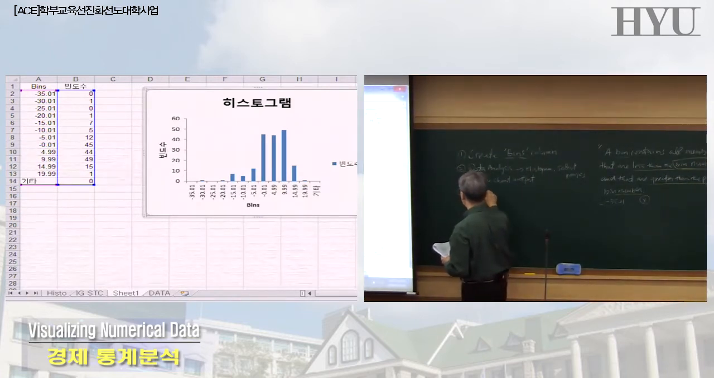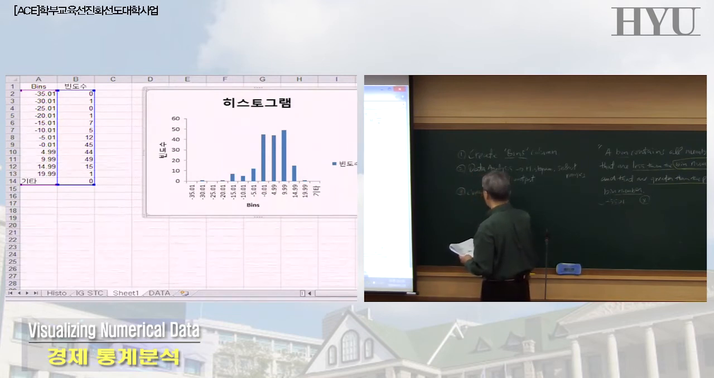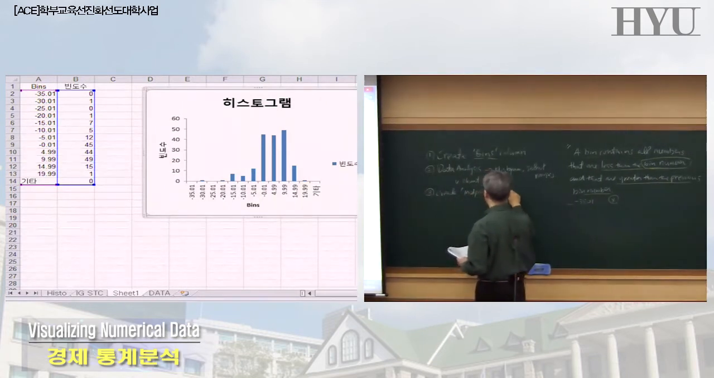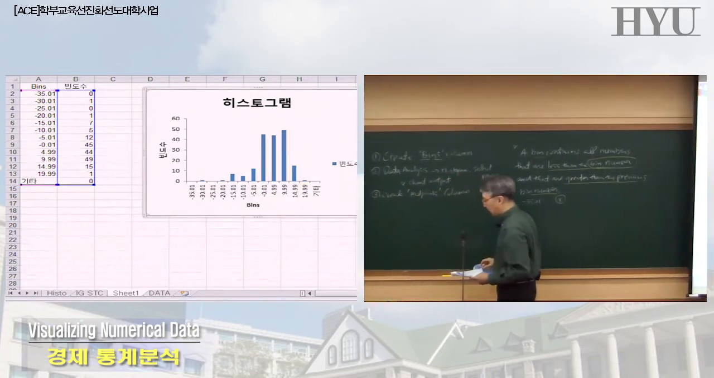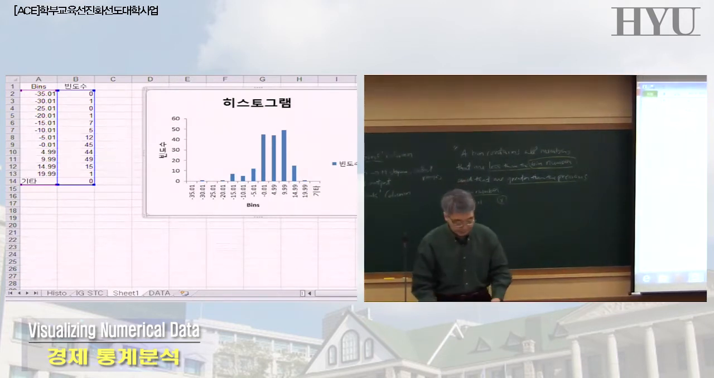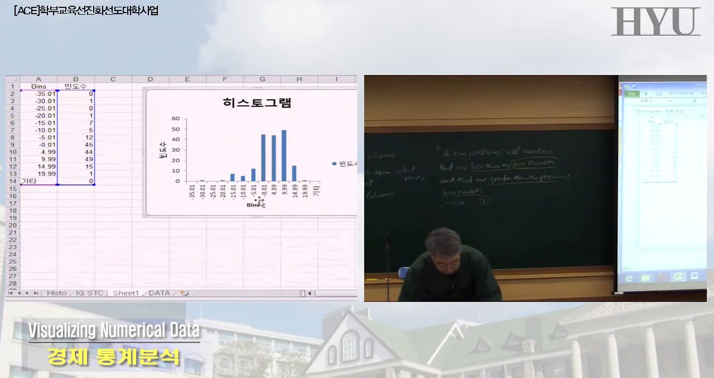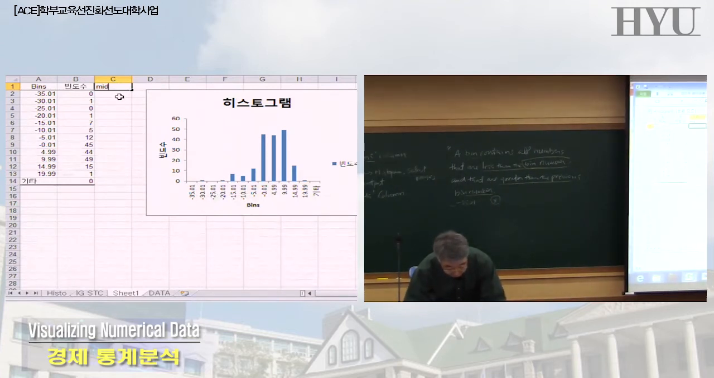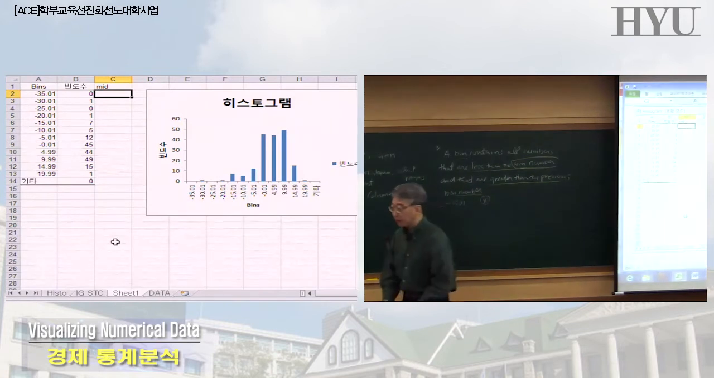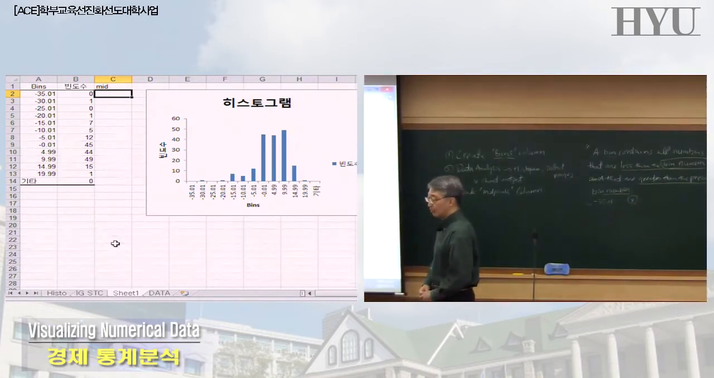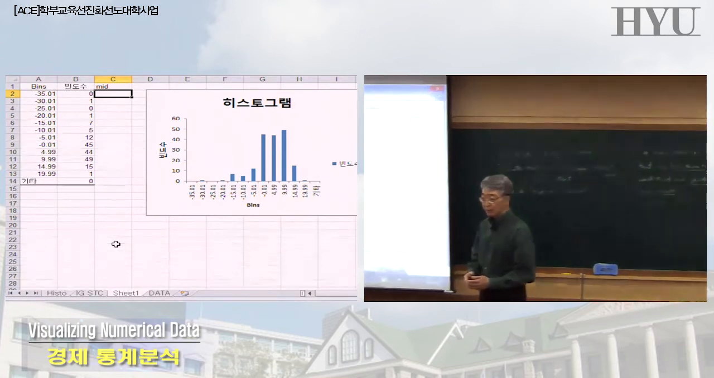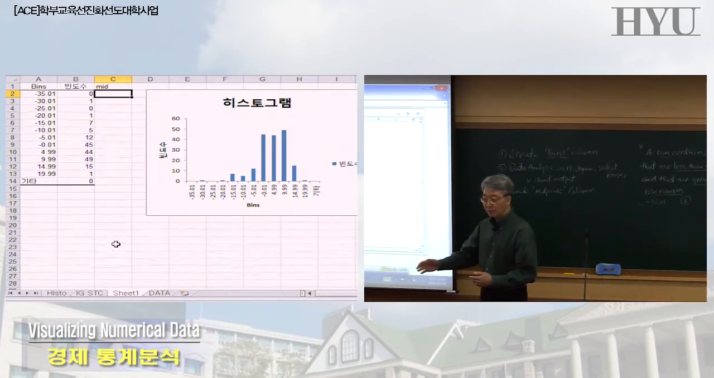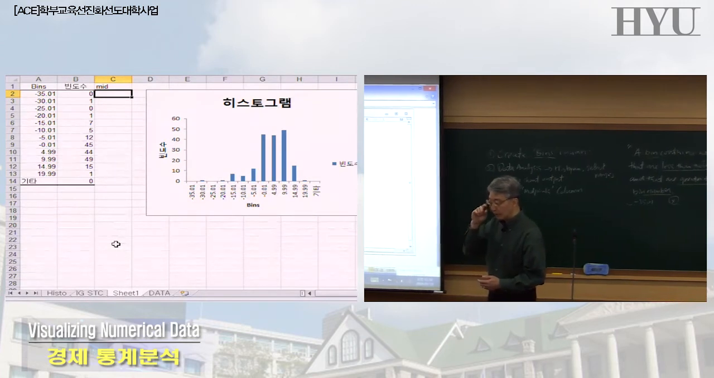Create midpoints column. You can do it here if you like. Just type here midpoint or mid. Of course, you cannot create any midpoint for the first bin, because remember, the first bin has no lower limit. It's completely open. You have no idea what the lower limit is.